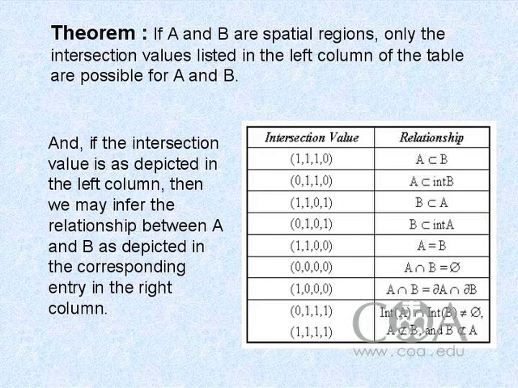Not only that, from the intersection value, we can say something about how the sets sit in relation to each other. And again, this is really important in geographic information systems, because we want to draw conclusions about the relations between the sets from the code that we're operating with in the system. For instance, if we have a 1100, we know that the two sets have to be equal. That's good information.